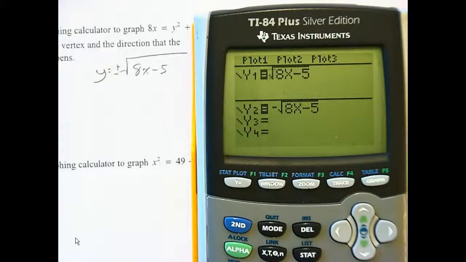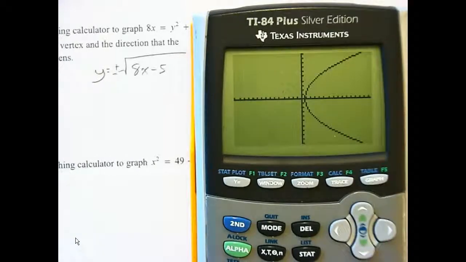Okay, the question is, identify the vertex and the direction the parabola opens. Well, when I hit graph, there's where it opens. It opens to the left. No, it doesn't. It opens to the right. Come on, you guys got to stay with me. It opens to the right.